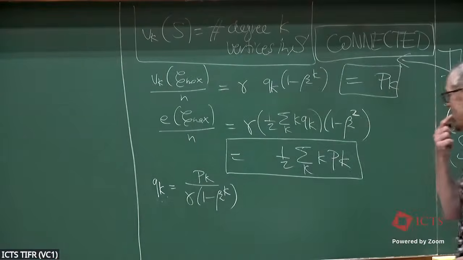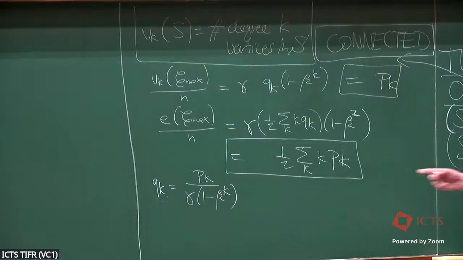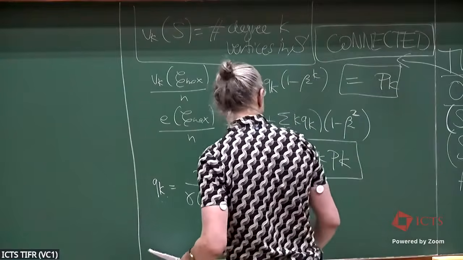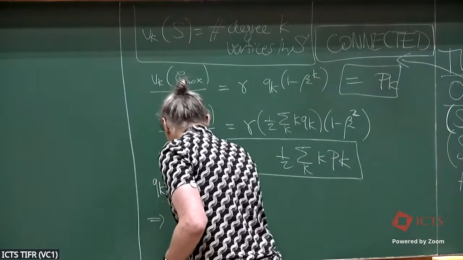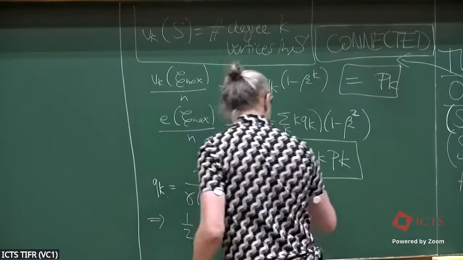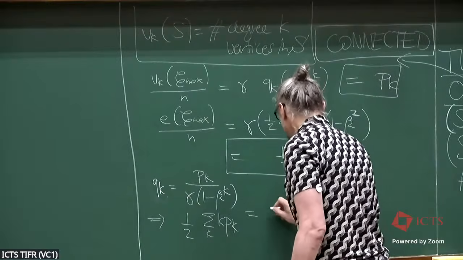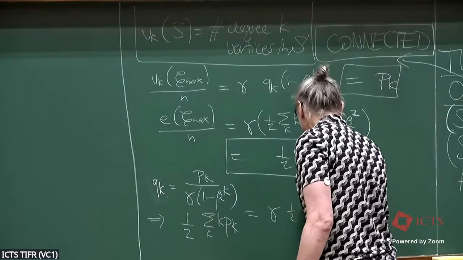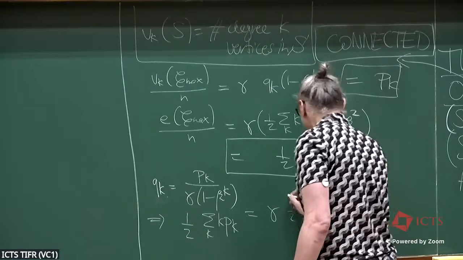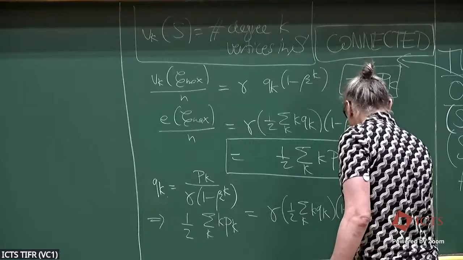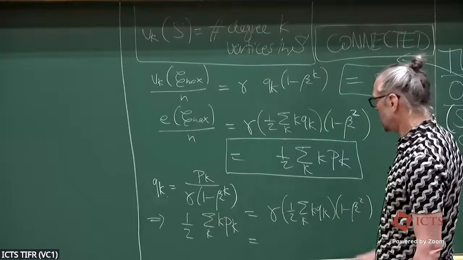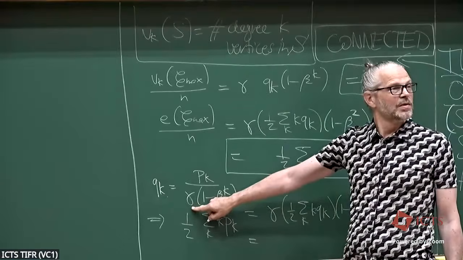Okay. I can stick that into here. And then what I get is that 1/2 the sum over k times pk, the right-hand side, should be the same as gamma times 1/2 sum over k times qk times 1 minus beta squared. And that is going to be, yeah, the gamma will cancel the 1 over gamma.